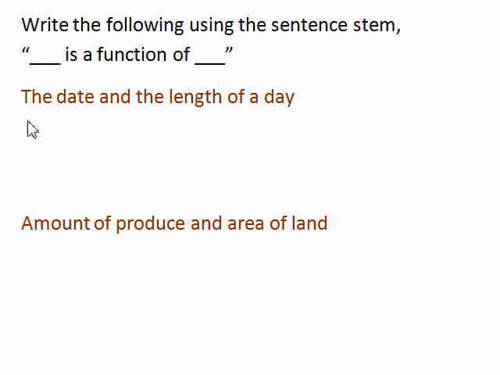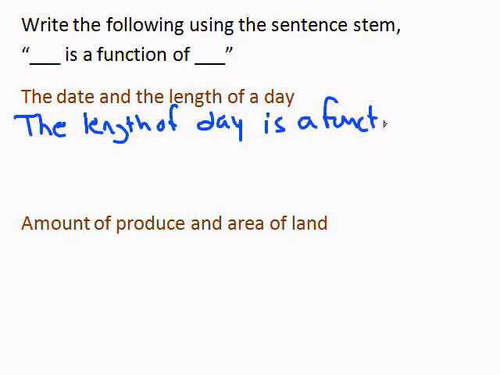Let's take a look. The date and the length of day. Which one depends on the other? Does the date, meaning the time of year, depend on how long a day is? Or does how long a day is depend on the date? The answer is the length of day depends on, or rather is a function of, the date.